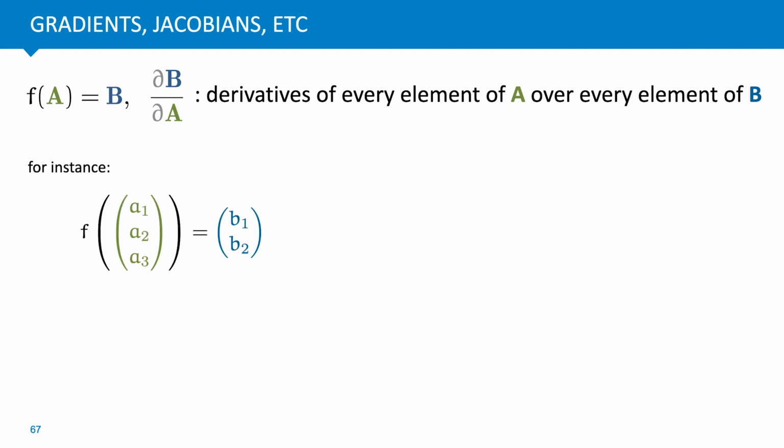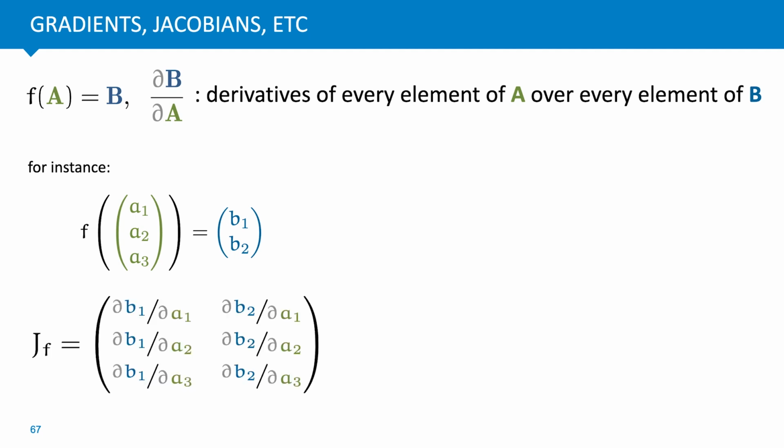For instance, if we have a vector-to-vector function, the natural analog of the derivative is a matrix with all the partial derivatives in it. This is called the Jacobian. For instance, at position 1, 2, it contains the derivative over the second element of the output with the first element of the input. Since there are 2 outputs and 3 inputs, the Jacobian is a 2 by 3 matrix.